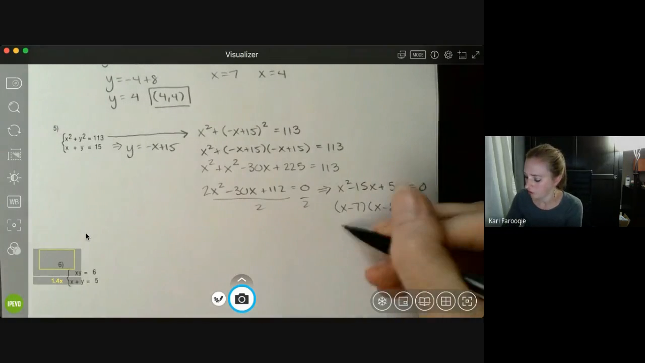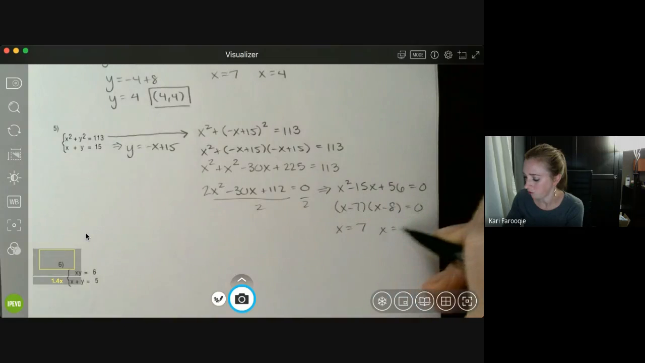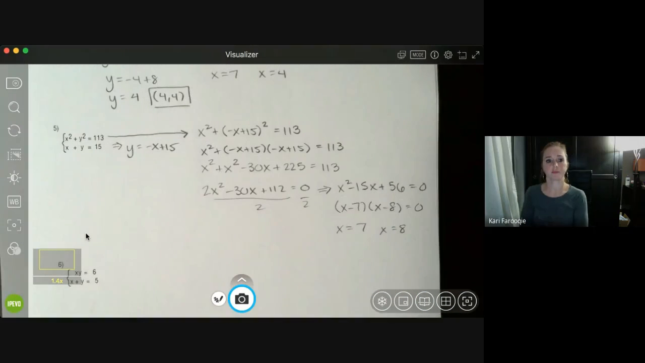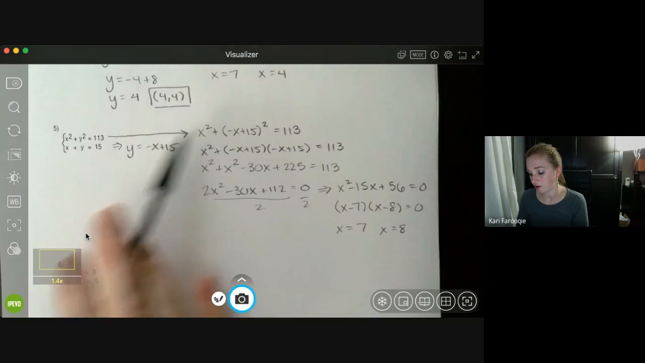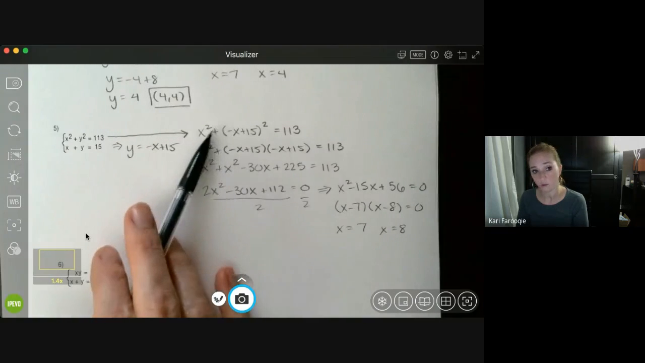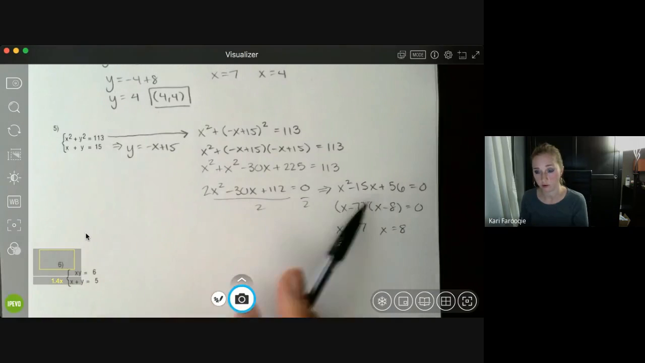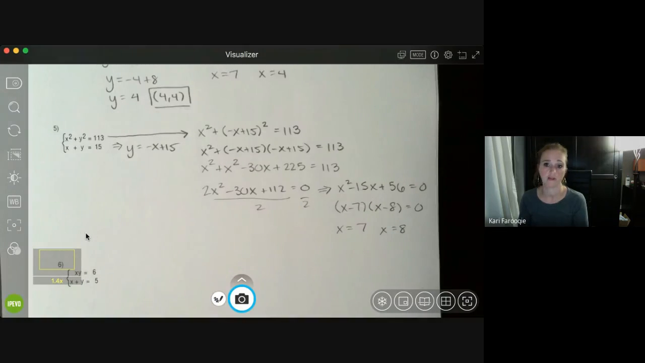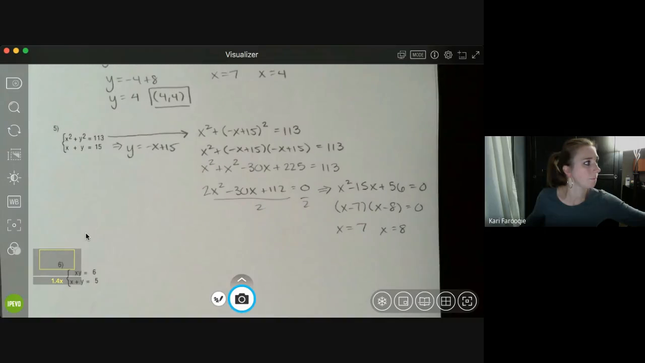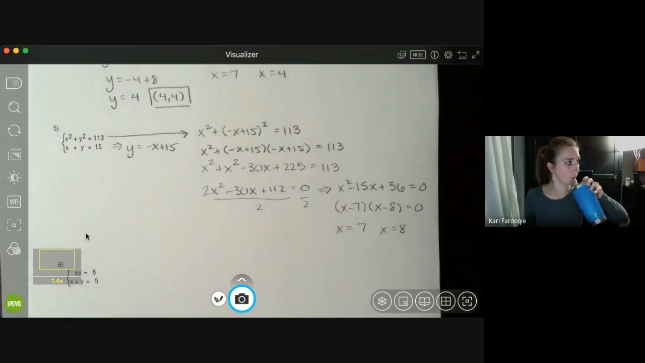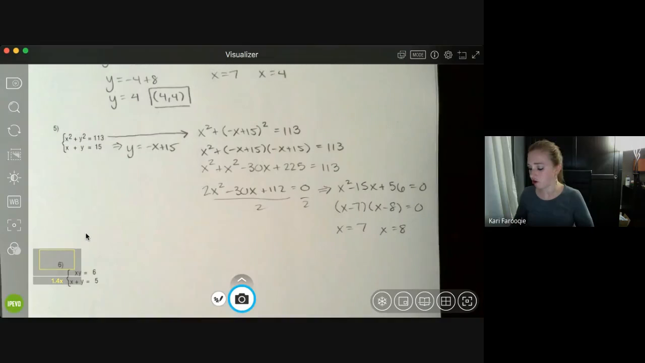And then you get x equals 7 and x equals 8. So really, the only new thing we've done here is we just did a substitution. And once we got to this step, that's it. Everything else was review from the first week of our class. Are there any questions about how we obtain these two values for x?